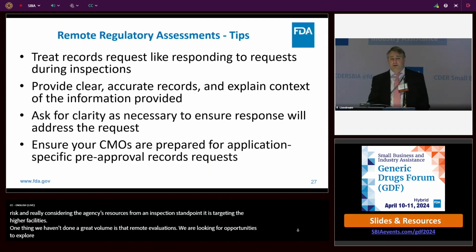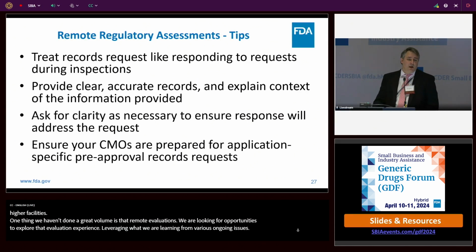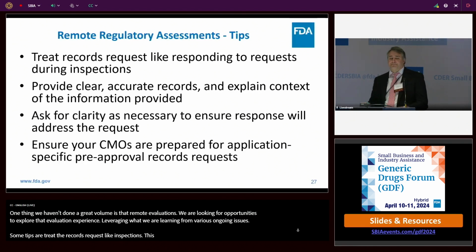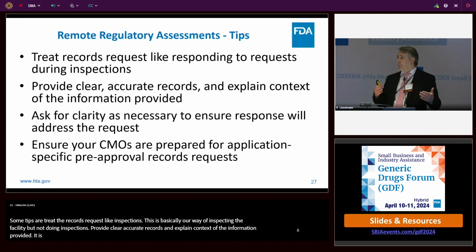So, some tips for the remote regulatory assessments. Treat the records request like you're responding to requests during inspections, right? This is basically our way of inspecting the facility, but not doing an inspection. Provide clear, accurate records and explain the context of the information provided. It's really critical, we may ask a question. If you're unsure of the interpretation, make sure that you're being clear.